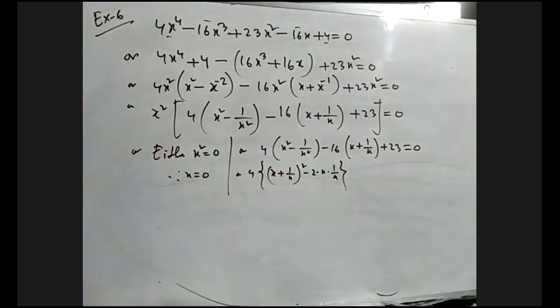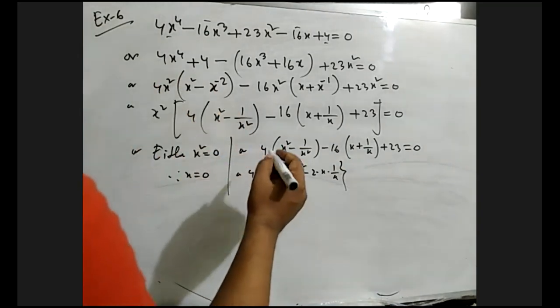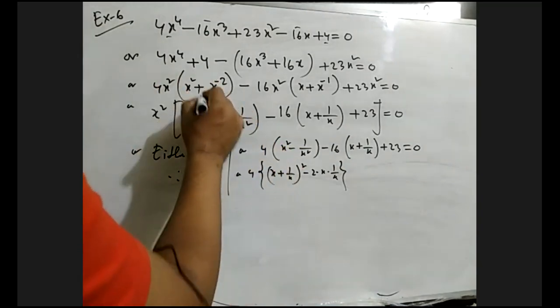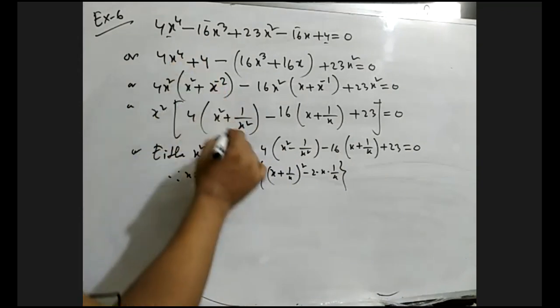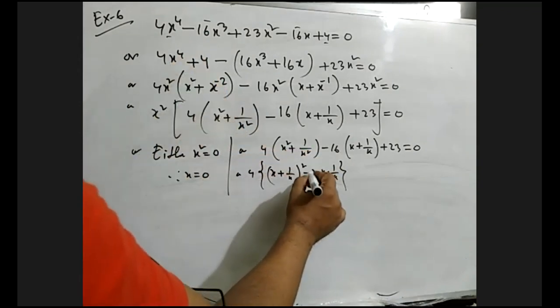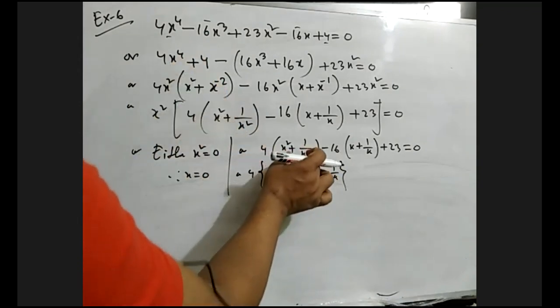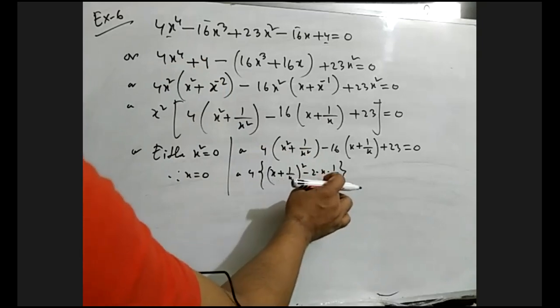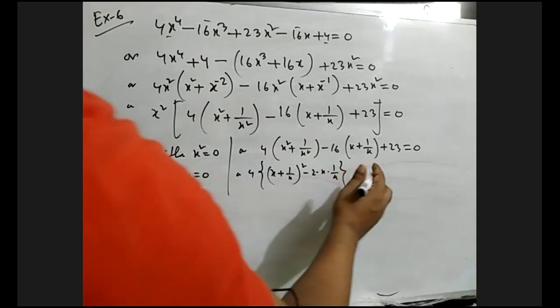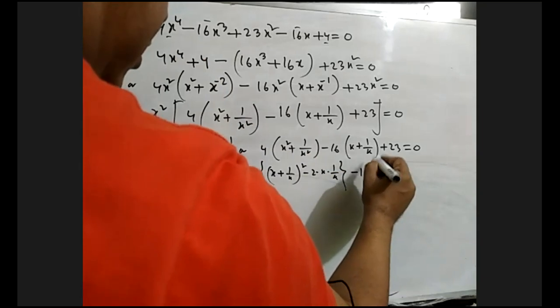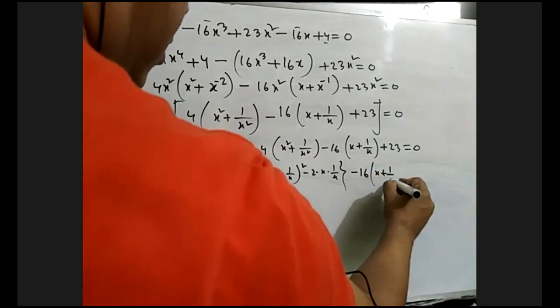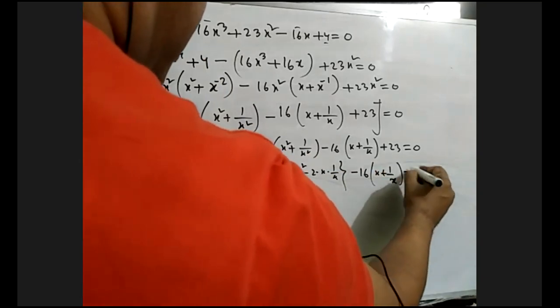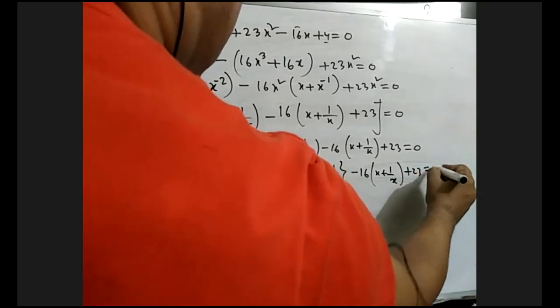Okay, this can be written like this: a plus b whole square. This will be plus, remember it, after taking common, this will be plus. So the a square plus b square formula is a plus b whole square minus twice ab. Then minus 16 will be the same, plus 23 equals to 0.